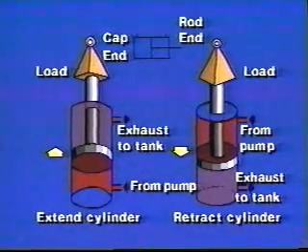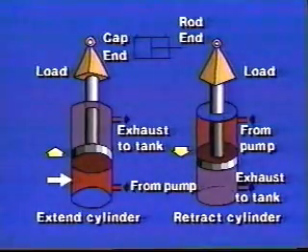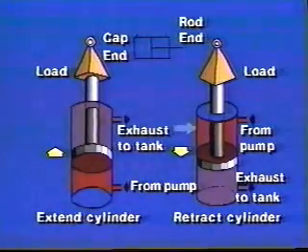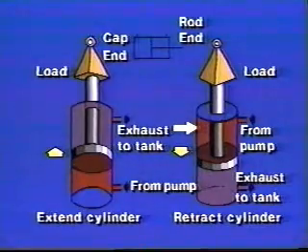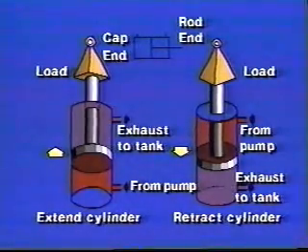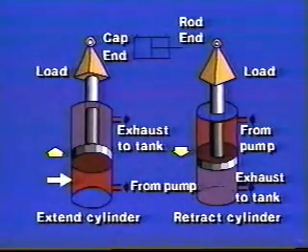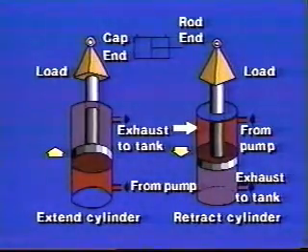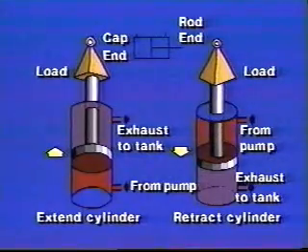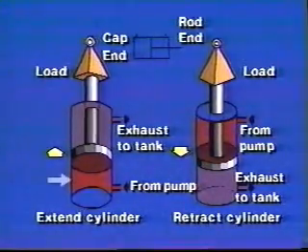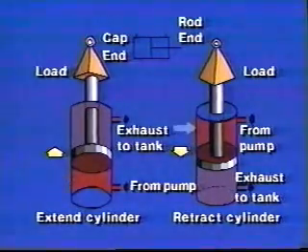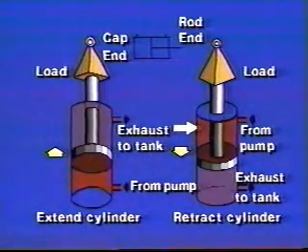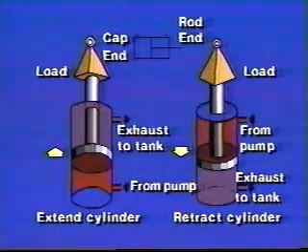This will also affect their speed. As we can see, we have a larger space to fill here than we have here. Because the rod occupies some of that space, it's going to take longer to fill and extend the piston rod when we're directing oil into the cap end than it will to retract it when we direct oil into the rod side. If this were a 2-to-1 area ratio cylinder, meaning that we have twice as many square inches on this side as we have around the rod, it would take twice as long to extend as it would to retract. But it would provide twice as much force when extending.